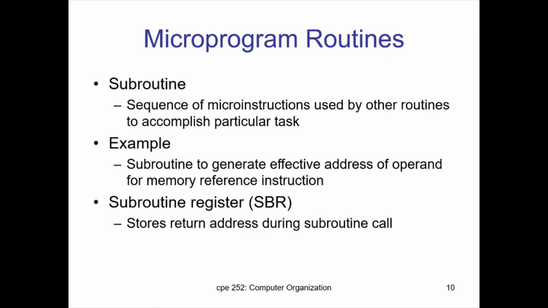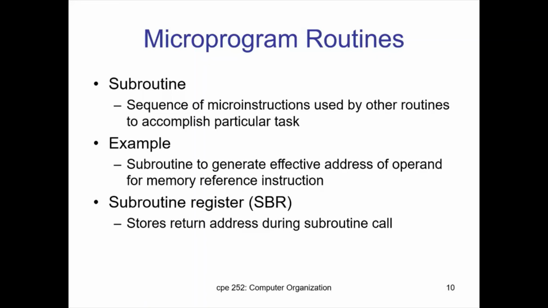As an example, we can take a subroutine to generate the effective address of an operand for a memory reference instruction. If you want to do an online transaction or take money from an ATM machine, the computer must know where your data is located. Millions of users are using cloud data. So where is your account? Where is your Gmail account? Where is your WhatsApp account? Where is your Telegram account? Actually, it is stored in some location somewhere in the memory. So that is called the address.